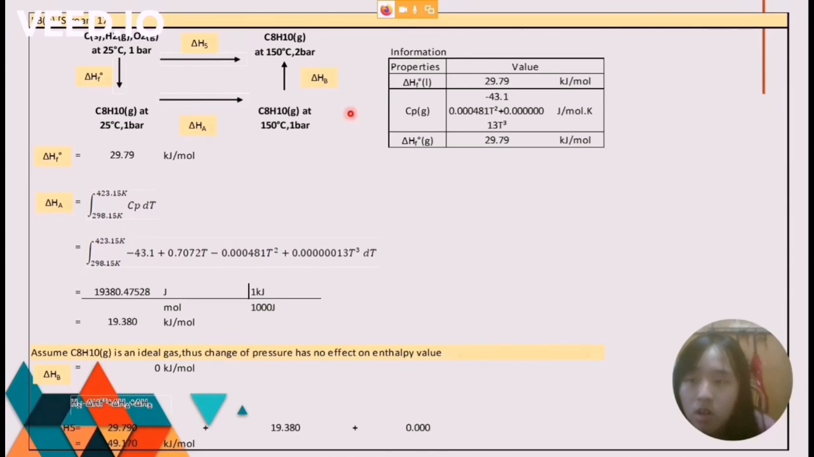The enthalpy change of ethyl benzene gas in stream 17 starts with the element state and goes down to form the ethyl benzene gas. It changes from 25 degrees Celsius to 150 degrees Celsius, and from 1 bar to 2 bar. This change in pressure does not affect the enthalpy change of the ethyl benzene because we assume that ethyl benzene is an ideal gas.